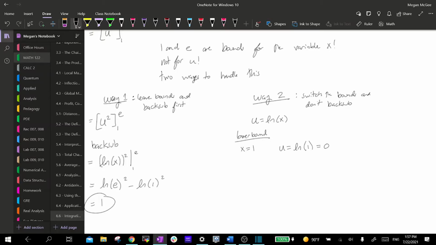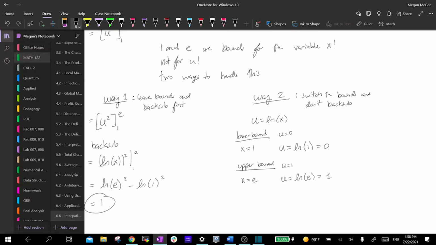So that is 0. Okay, so our new lower bound is u is equal to 0. And for our upper bound, we have x is equal to e. So we want to find the u value when x is equal to e, which is 1. So our new upper bound is u is equal to 1.